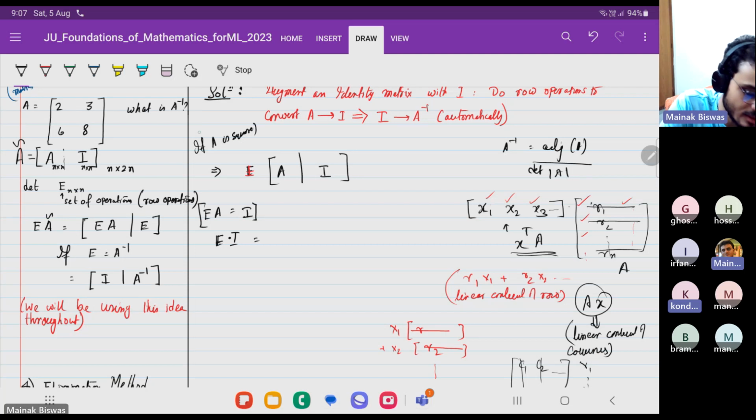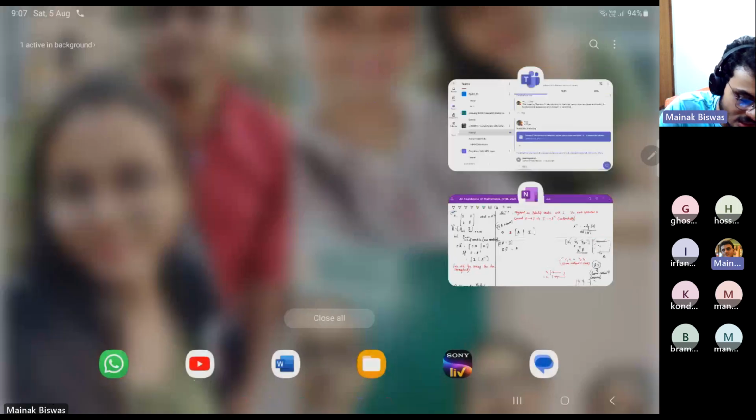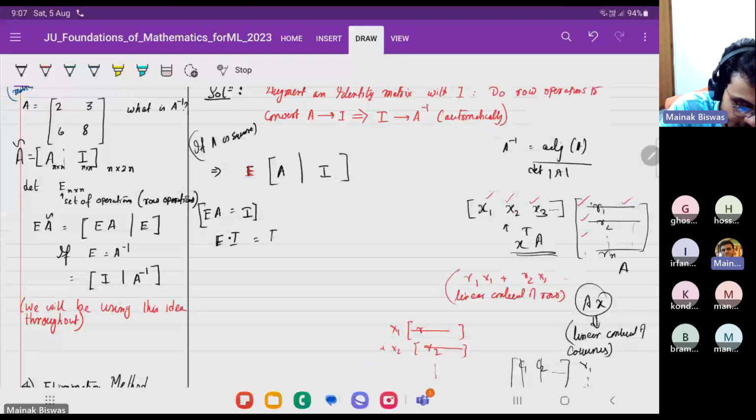This is A, A inverse. Very good. So this will be E equal to A inverse. Very good, very good. This is the interaction that I like. So this is E, which is equal to A inverse. Why is it A inverse?